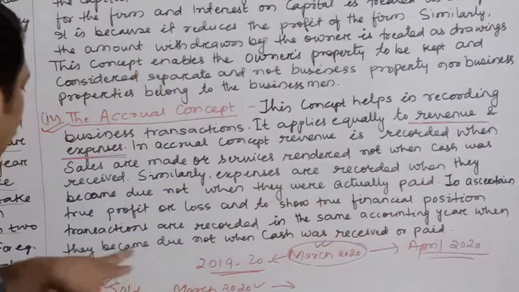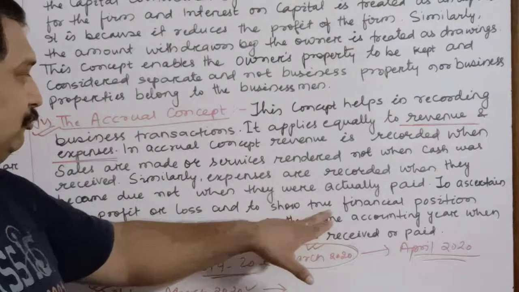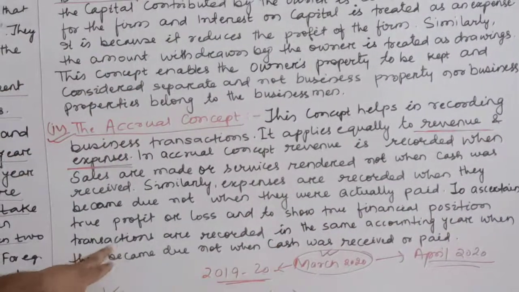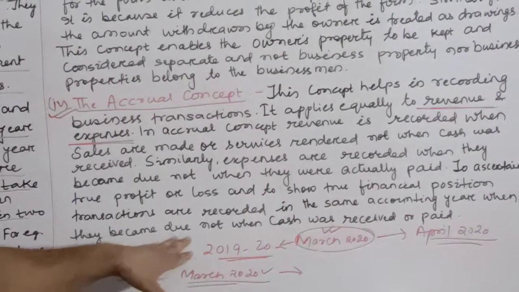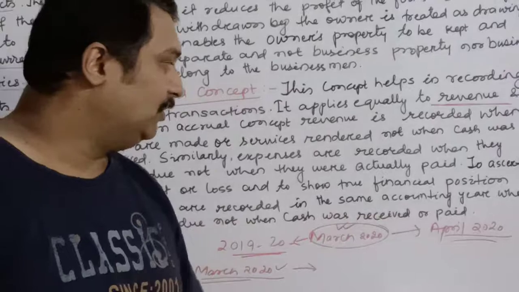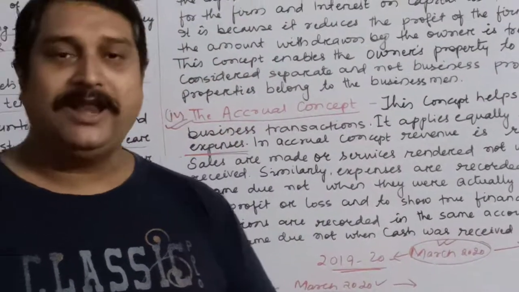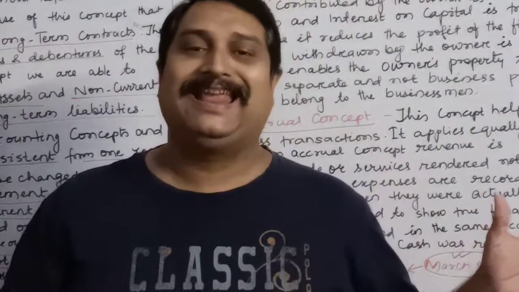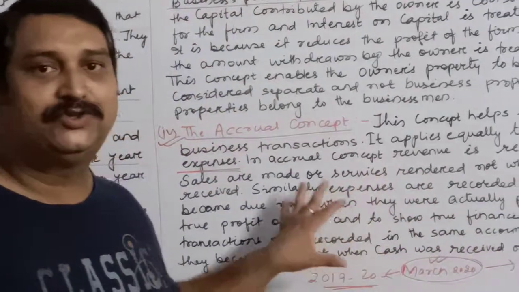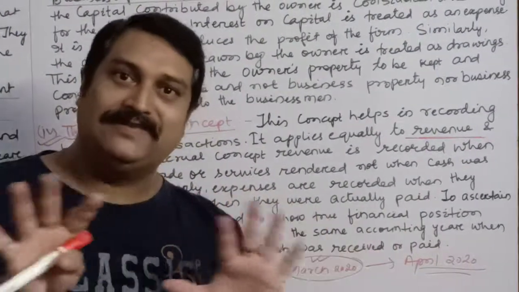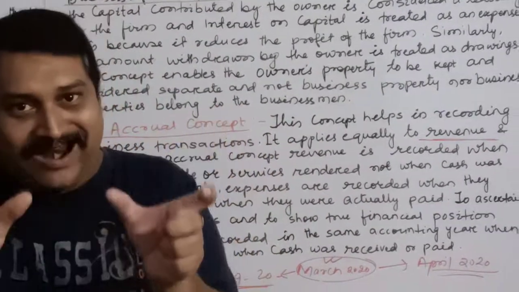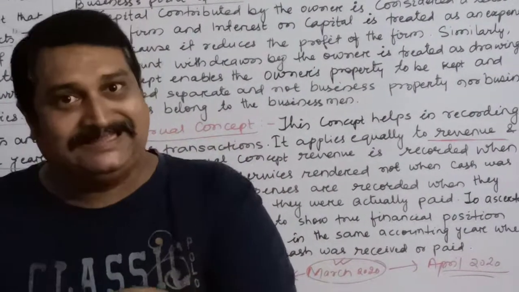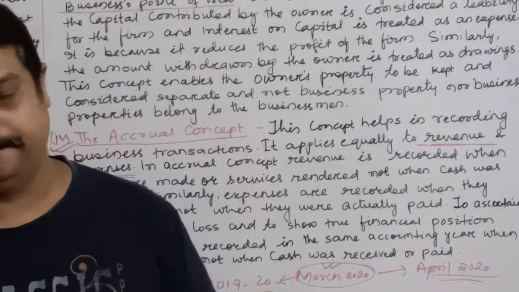To ascertain true profit or loss and to show the true financial position, transactions are recorded in the same accounting year when they became due, not when cash was received or paid. So according to this concept, we ignore cash. This concept is also known as the matching concept. We match the revenue of one accounting period with the expenses of the same accounting period.